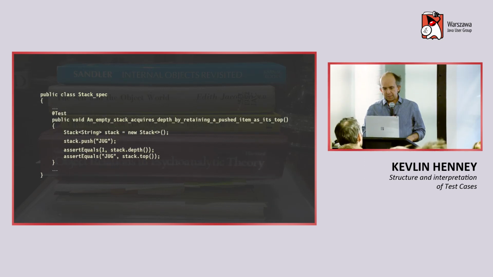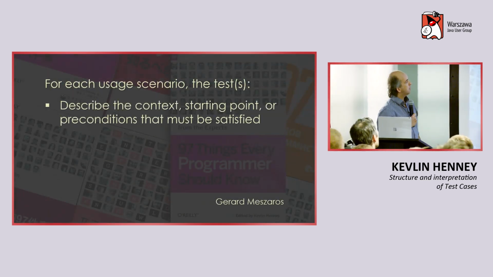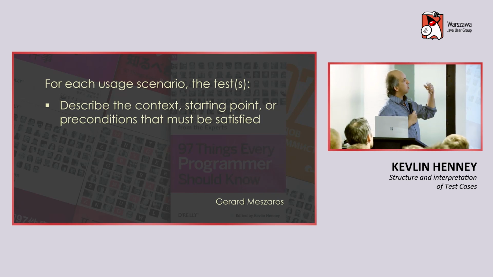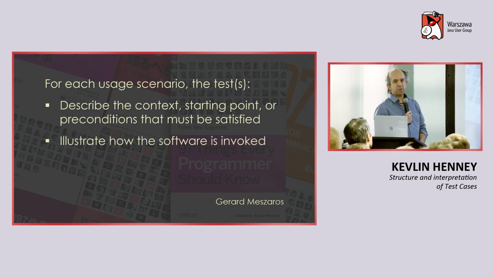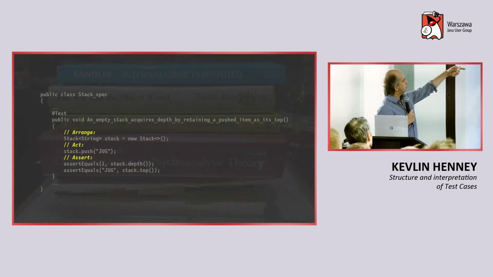Okay, let's look at something else here. There's something going on here which is very subtly indicated, and it was subtly indicated using spacing, but I'm now going to make it more explicit. If we go back to that Jared Mazaros article, he makes it very clear. For each usage scenario of the test, describe the context, the starting point, or the preconditions that must be satisfied. Illustrate how the software is invoked. Describe the expected results or post-conditions to be verified. This is sometimes known as arrange, act, assert, the 3 A's. It's also known as given, when, then.